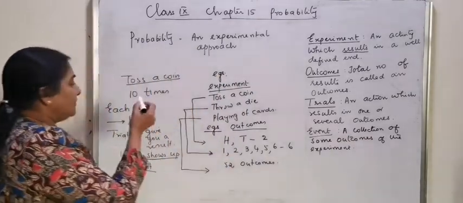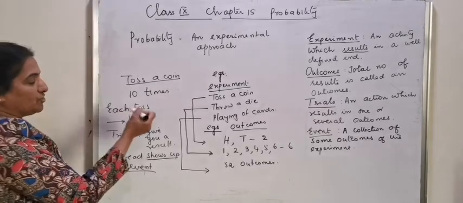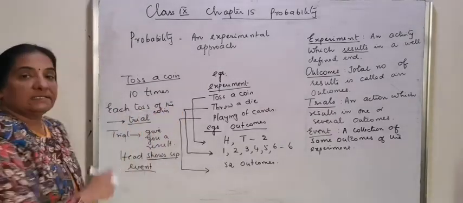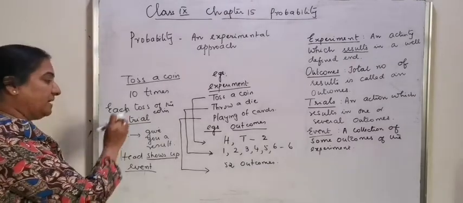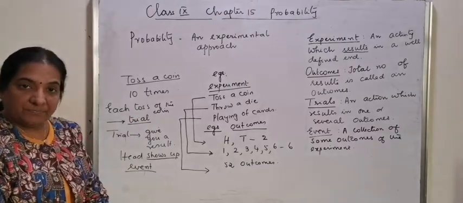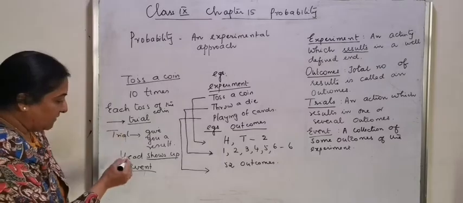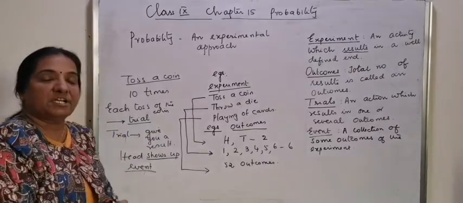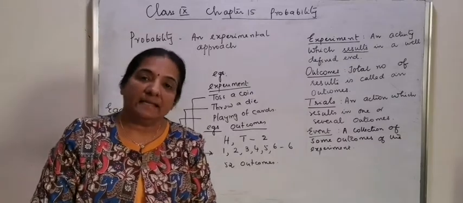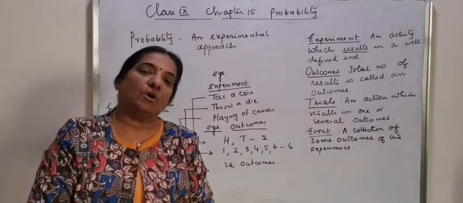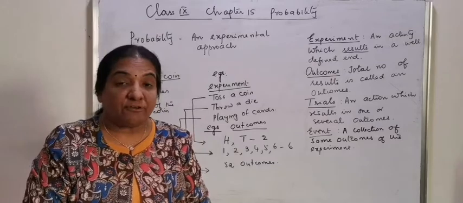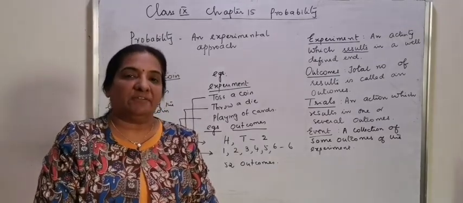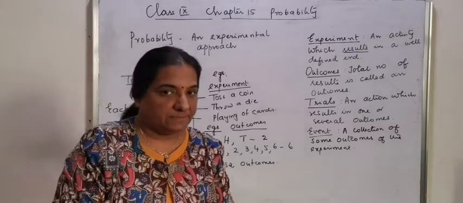That is, each toss of the coin is called a trial. A trial will give you a result. That means in the first trial, if the result is head, that particular outcome is called an event. So based on all these definitions, the formula or the statement for the probability of an event is defined.